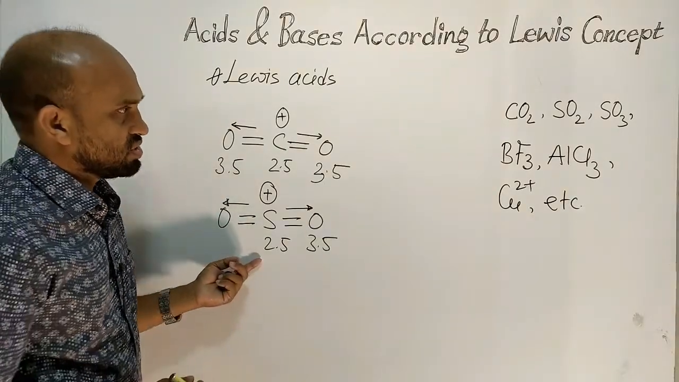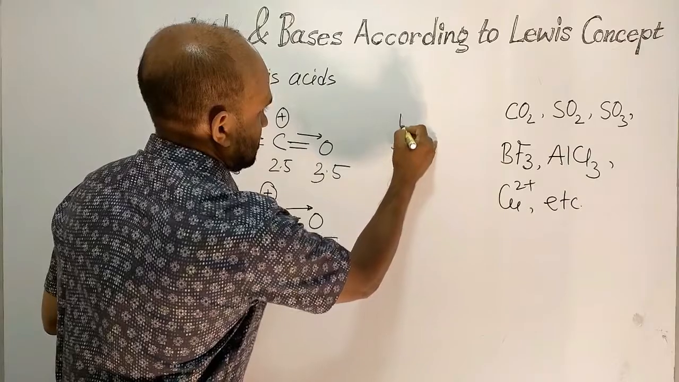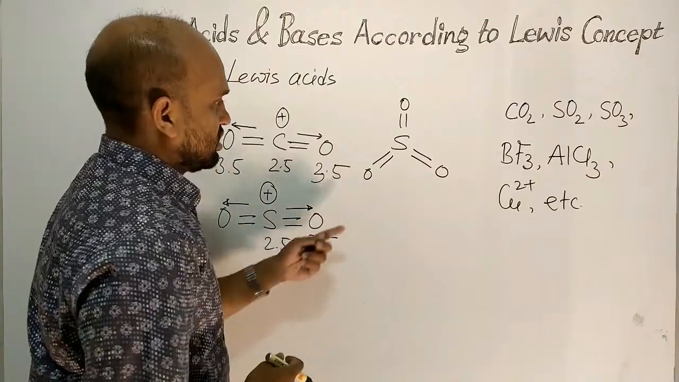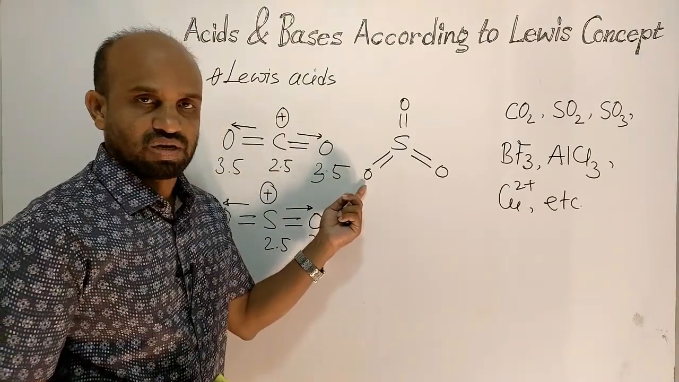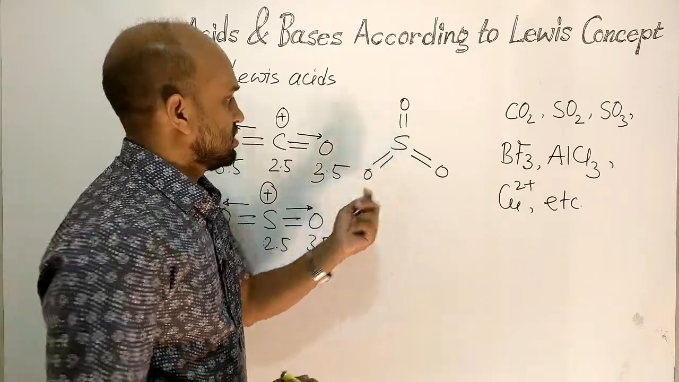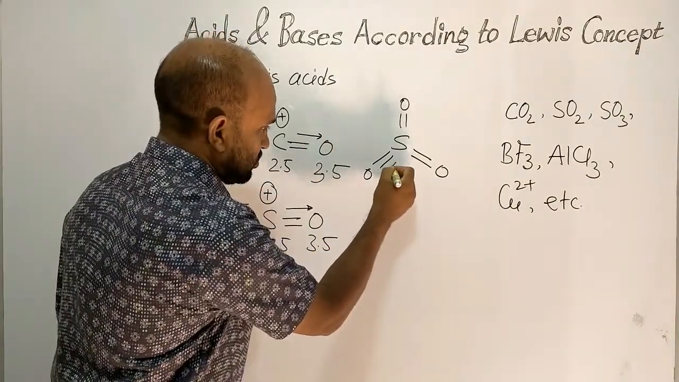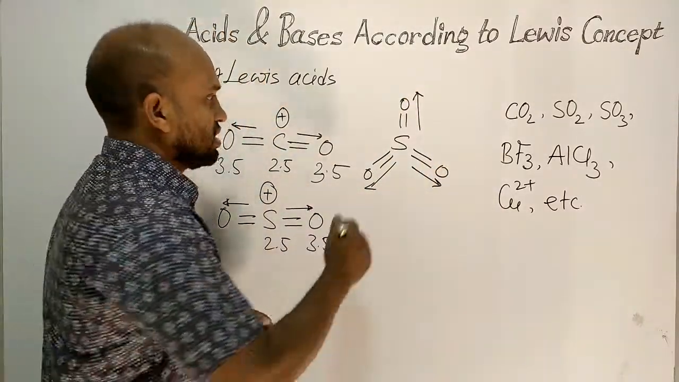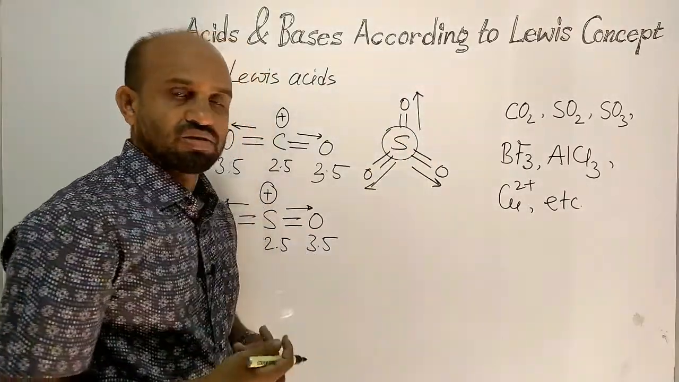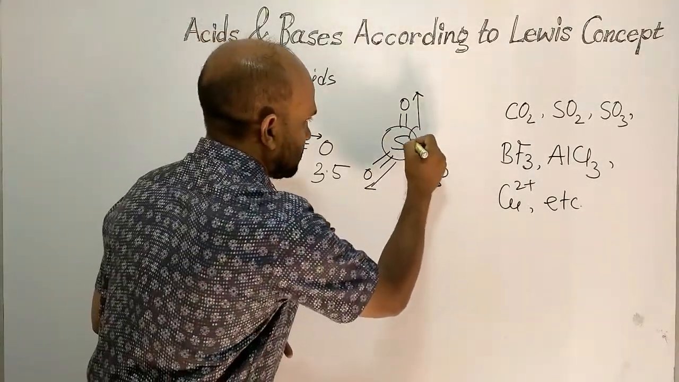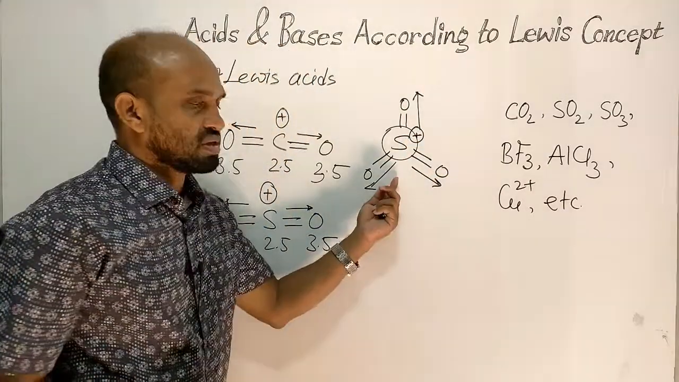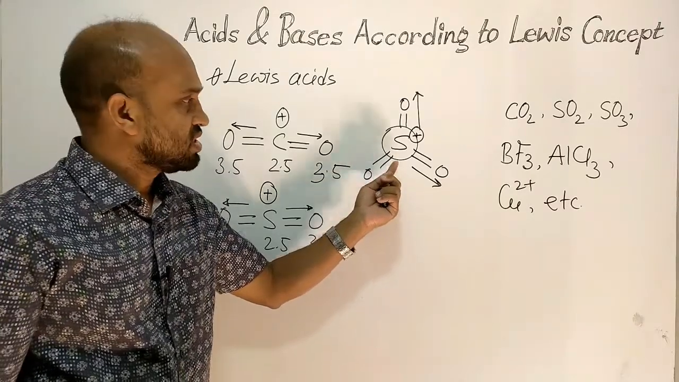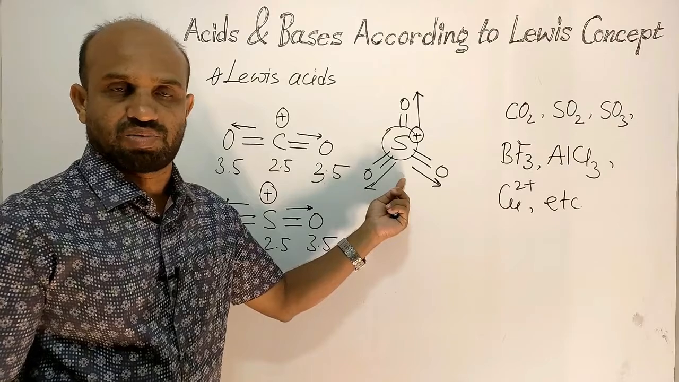Let's see another compound, that is sulfur trioxide. This is the structure formula of sulfur trioxide. Here, electronegativity of oxygen is very high compared to sulfur. That is why covalently bonded electrons move towards oxygen, and as a result, around sulfur there is originated a positive environment. That means sulfur trioxide is a kind of electrophilic substance as well. That means it can also accept one pair of electrons.